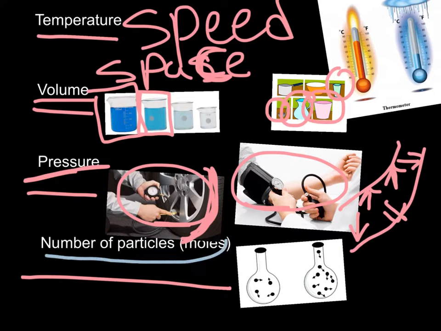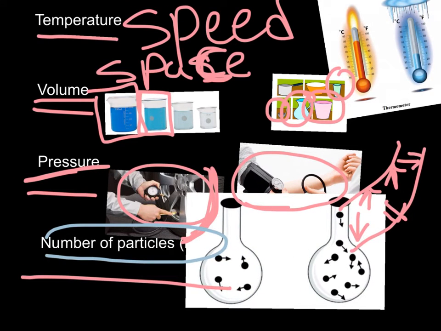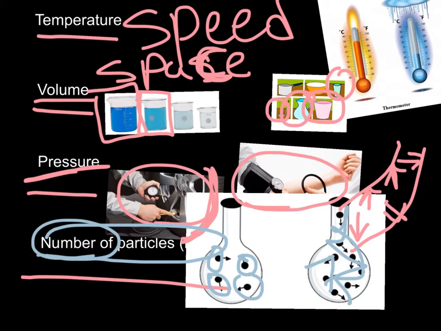Then finally, we have number of particles. So number of particles should be a little bit simpler. It's really just when I have more things moving around, I have more particles. When I have fewer gas particles, I have fewer gas particles. It's the same number of things as when you're counting apples or oranges or text messages.